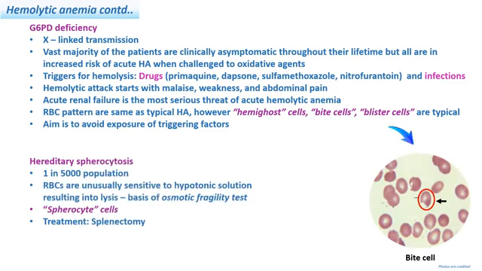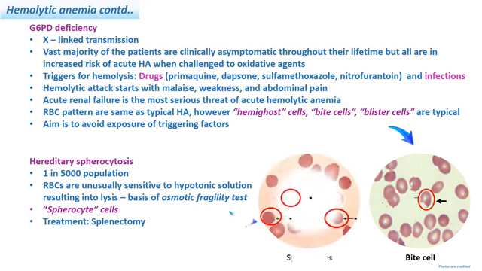Hereditary spherocytosis, 1 in 5,000 population. RBCs are usually sensitive to hypotonic solution, resulting in lysis. This is the basis of the osmotic fragility test. Spherocytic cells, and treatment is splenectomy. In this slide, we see here the spherocytes, the spherical RBCs.